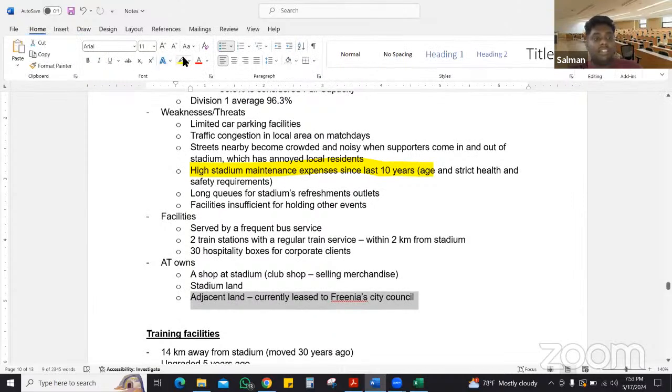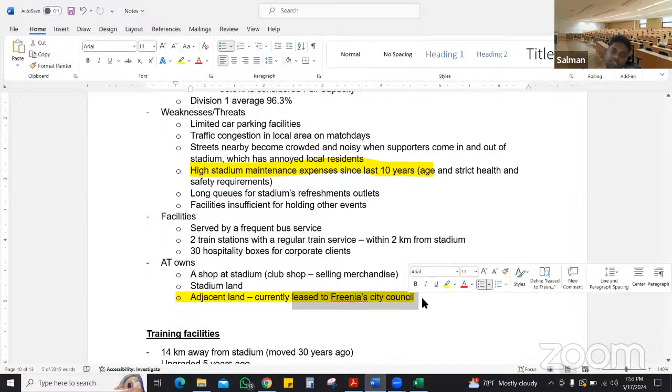What does adjacent mean? The land next to the AT stadium is owned by AT, but it is currently leased to the city council. It's not leased to an unknown party, it's leased to the city council. So here there are some challenges and benefits. If we are able to get that adjacent land, it helps with expansion of AT stadium and AT's facilities.